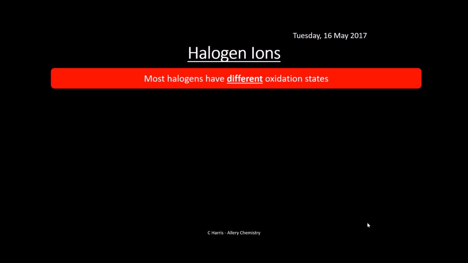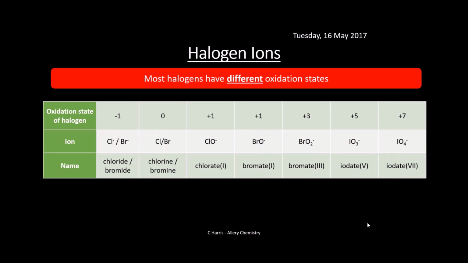Okay, halogen ions. Most halogen ions have different oxidation states. So if we have a look here, chlorides and bromides, these ions, we're just giving them -1. Chlorine and bromine atoms are 0 because they're just an element. Chlorate(I) is ClO-, that has a charge of -1. Remember, oxygen's -2. Overall, this has got a negative charge, so chlorine must be +1. This is called a chlorate(I).